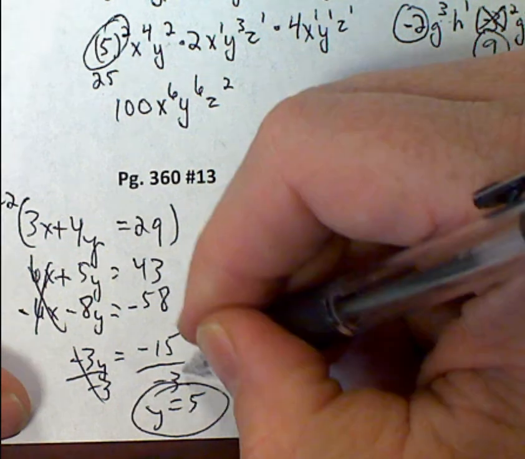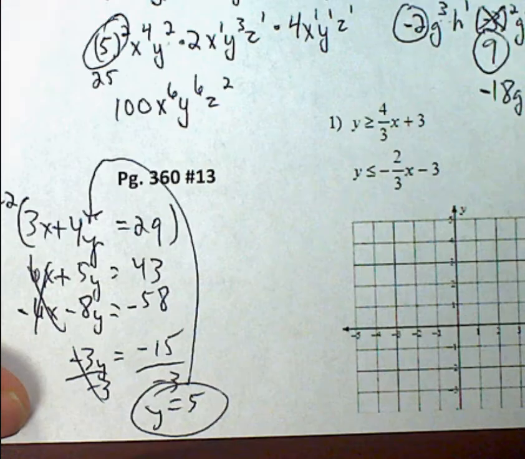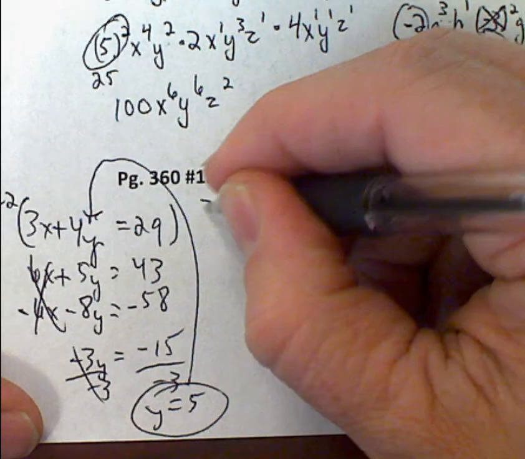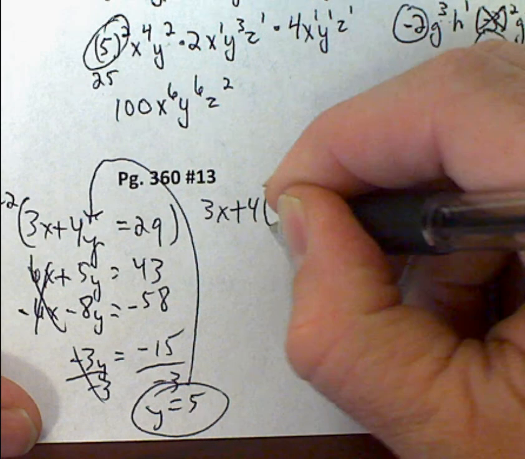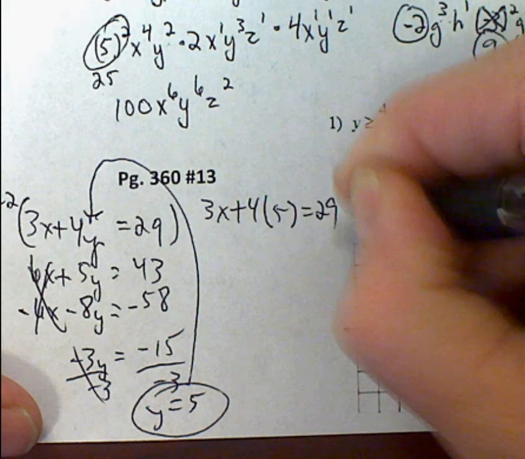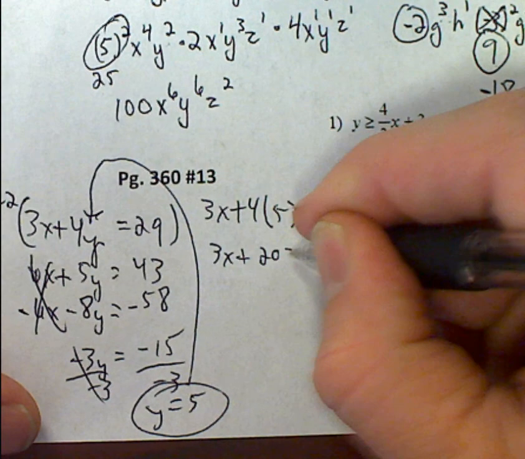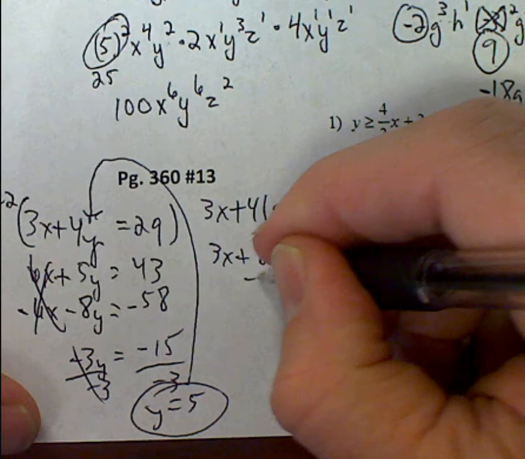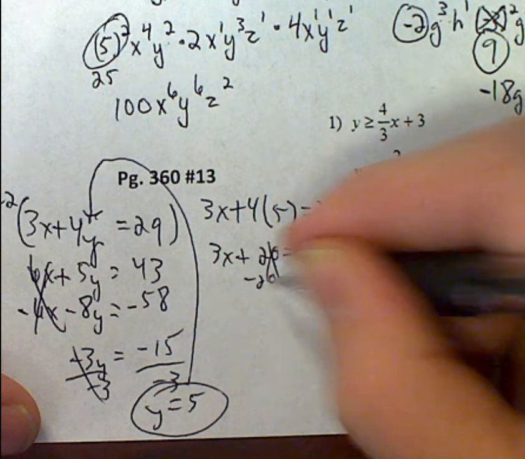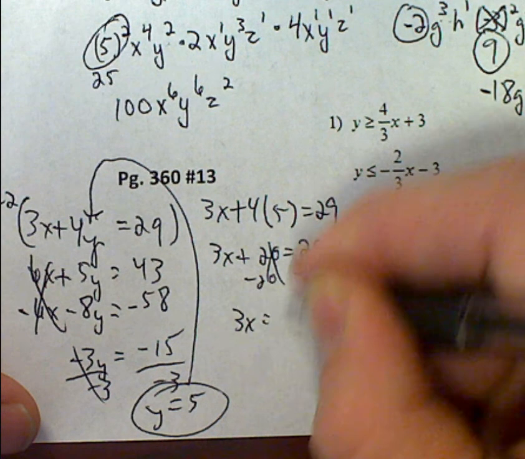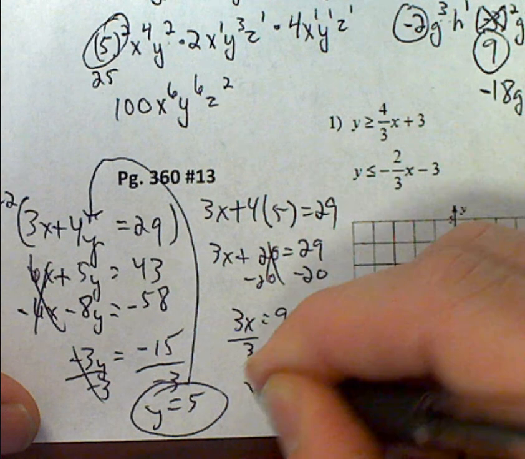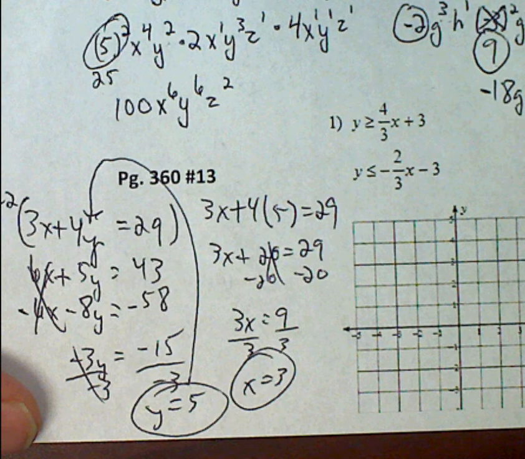If y equals 5, I will plug back in. 3x plus 4, parenthesis, 5 equals 29. 3x plus 20 equals 29. Minus 20. 3x equals 9. Divide by 3, and x equals 3.